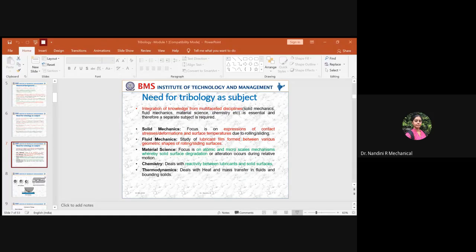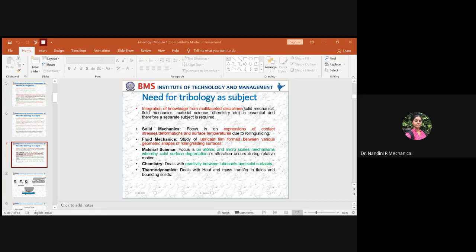Next, coming to fluid mechanics. In fluid mechanics, we have studied about the static fluid, the dynamic fluid, the many kinds of equations related to it, how you do the analysis, everything. So here, basically, we will apply this concept to our subject, tribology. In tribology, the part of fluid mechanics which helps us is the study of the lubricant film, which is formed between various geometric shapes of any rolling and sliding surface, because when you have a rolling or sliding surface, it helps the body to be in movement.